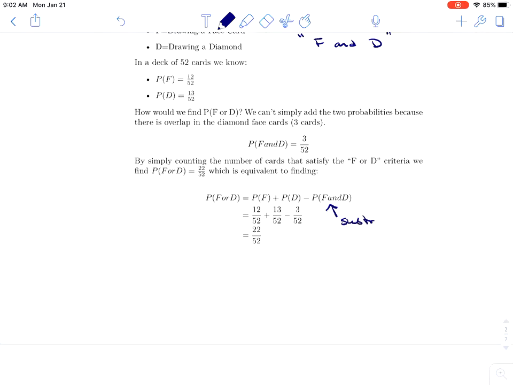We have to subtract the overlap. Because it's overlap, it's essentially there twice, right? So you're just removing one layer of it to make it smooth, or at least in my mind, make it smooth. And that's how you would get to the 22/52.